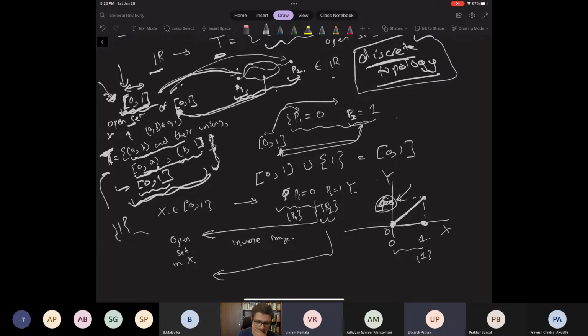There won't be individual points, and in general there are no closed intervals other than just the full closed interval 0, 1, which belongs to the topology of this closed interval 0, 1.